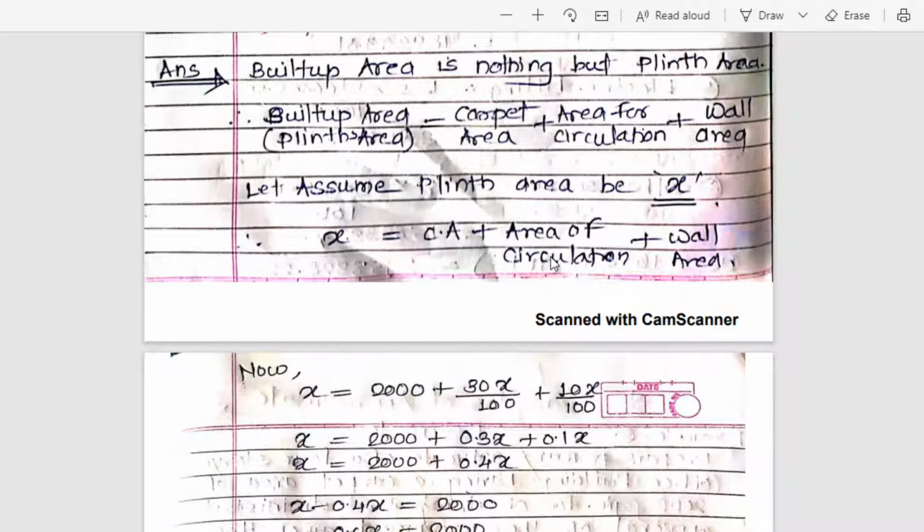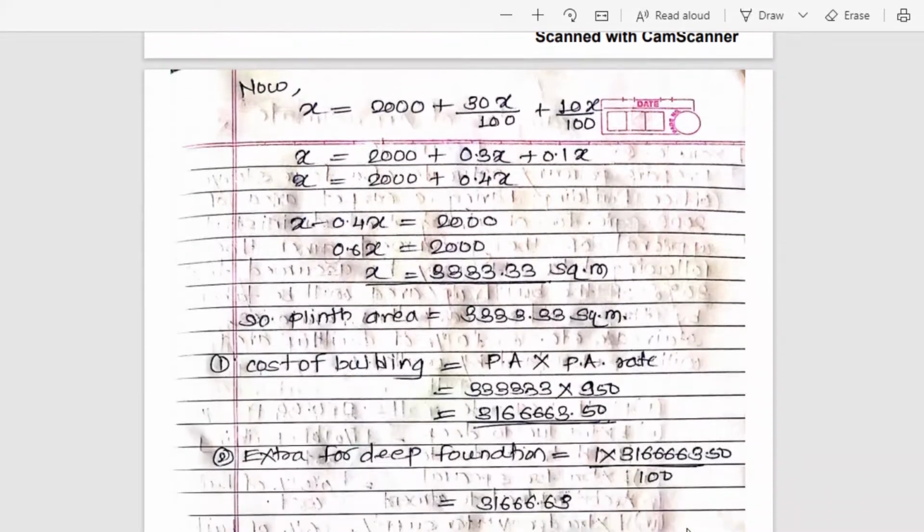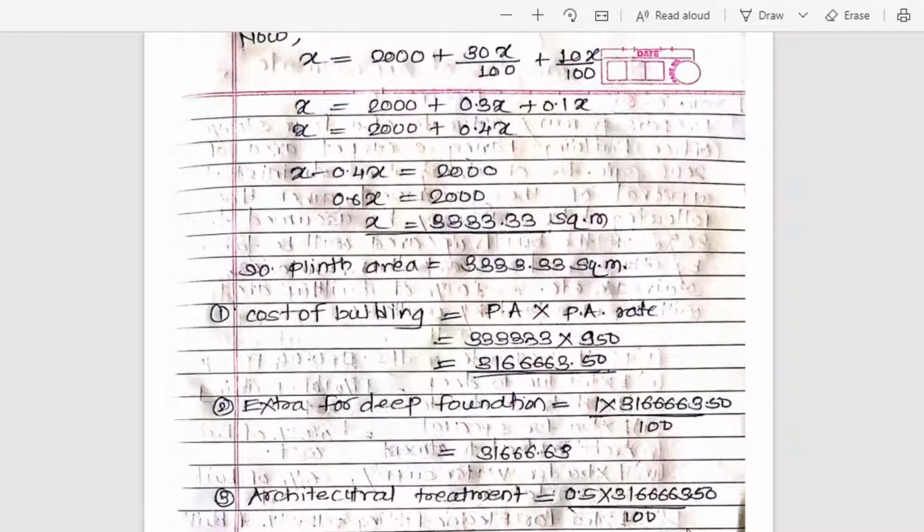Now see here, if they had given the area for circulation as 30% of a carpet area, you would have to calculate 30 into 2000 divided by 100. But they have given the area for circulation as 30% on a built up area, not on a carpet area. Most of the time the circulation area and wall area is only on your built up area, not on the carpet area. If they have mentioned the percentage on a carpet area, then you have to take it on carpet area. But here they have mentioned it on a built up area only.